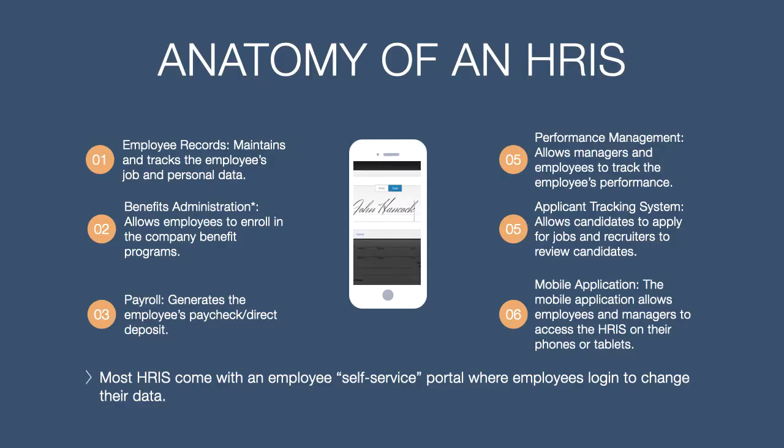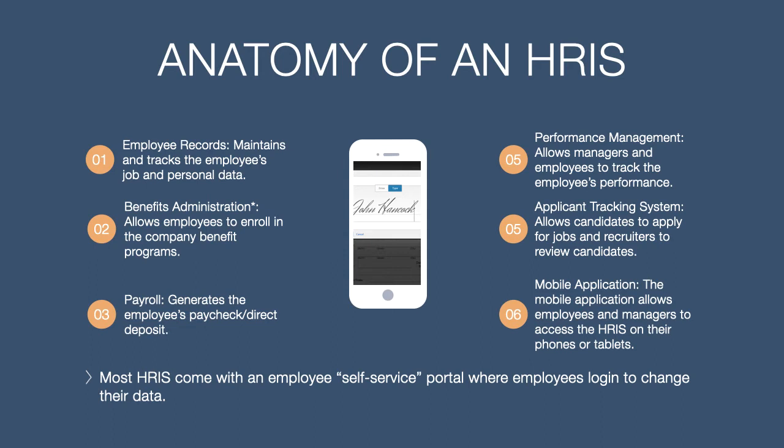So let's talk about the anatomy of an HRIS. This is assuming that we're talking about an HRIS system that is completely integrated and has all of these different modules built into the product. So employee records basically maintains and tracks the employee's job and personal data. Job title, manager, department, employee address and telephone number.